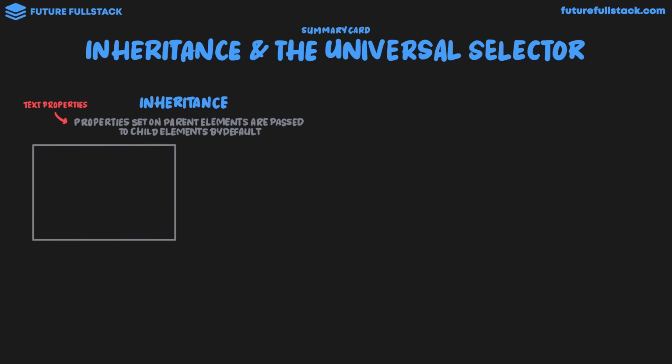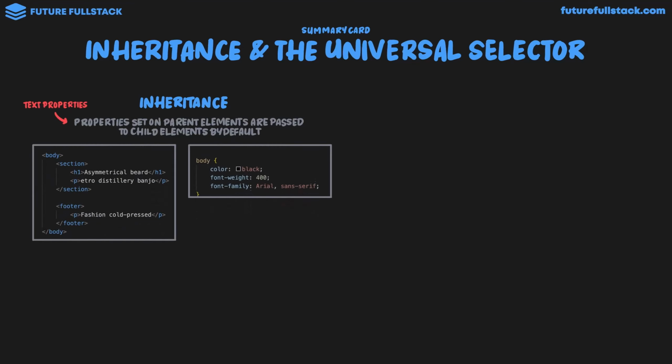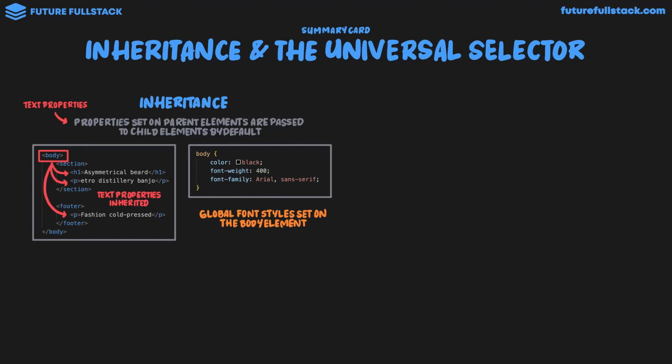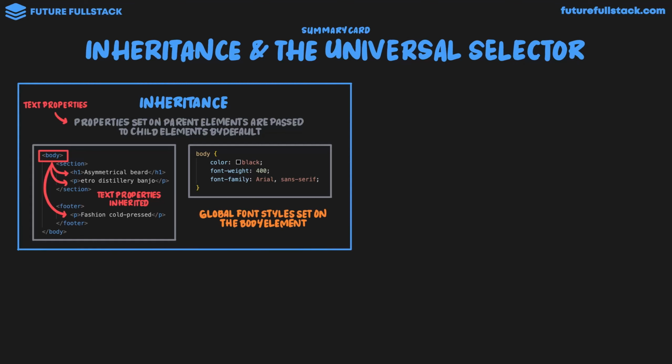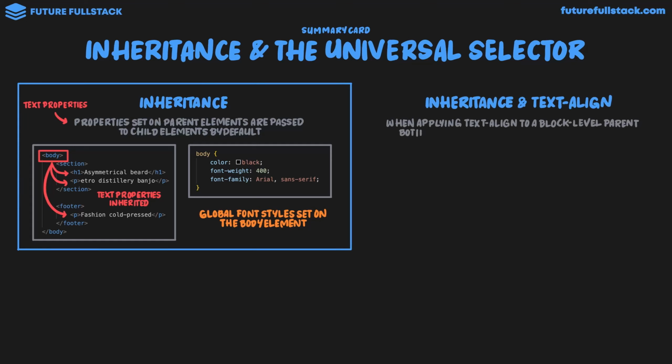We saw an example with a snippet of HTML like this, and we applied CSS styling rules onto the body. And we saw that all the text properties were inherited by all the HTML elements wrapped by the body tag. For inheritance guidance, we said global font styles are set on the body element. We also looked at inheritance and text-align. We saw that when applying text-align to a block-level parent, both block and inline elements are impacted.